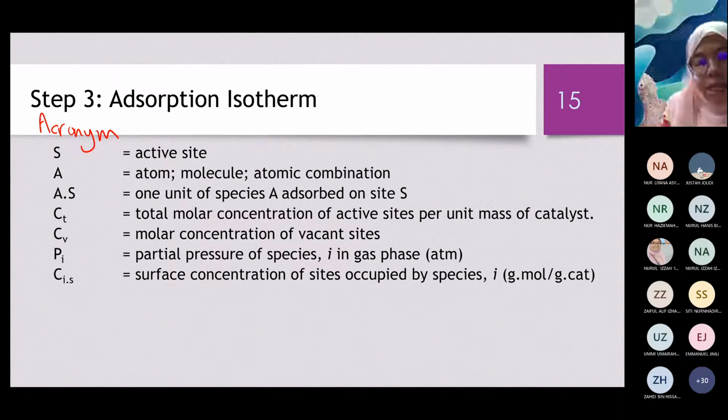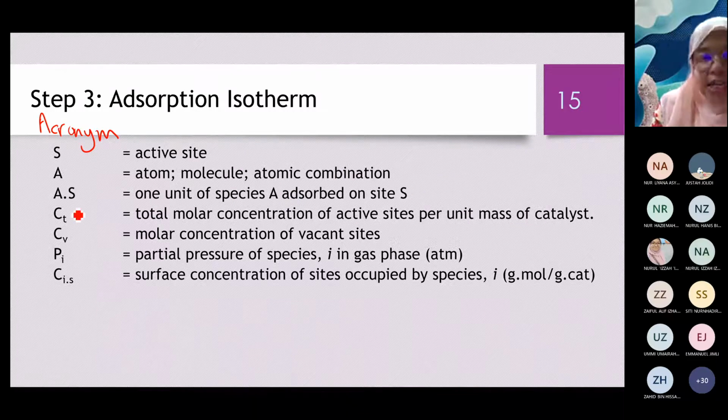So active site, we label it as S. So bukan capital S. Eh? So when we write the reaction, elakkan, avoid to use S as a reactant or as a product, but we will confuse with the active site. Okay, so S represent the active site of catalyst. A here is the reactant. Ni example. Okay, for example, A here is the your reactant. A dot S, when the reactant attached to the active site or adsorb on the active site. Okay, the reactant that adsorb on the active site, we represent it as A dot S. Okay, one unit of species A adsorb on site S. Okay, S here is the active site, A here is the reactant.